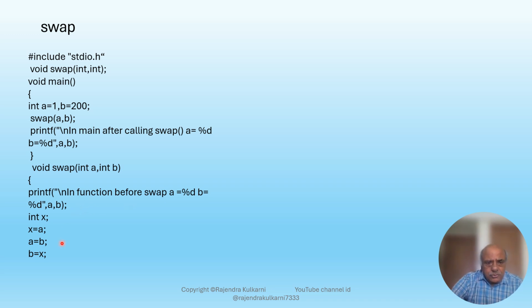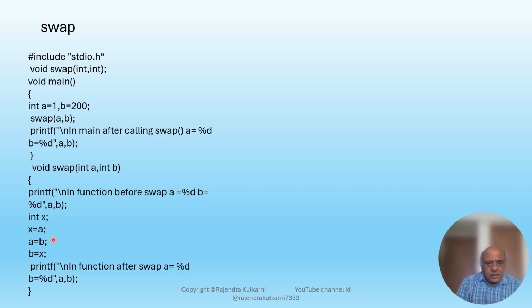Before the actual swap has taken place, this printf statement gives us the value of a and b received from the function call. How is the swap taking place? We have created another variable x. To this x, we are assigning the value of a. Then a is assigned the value of b, so a now holds the value of b, and b is assigned the value of x, which actually is the value of a. So this swap takes place.